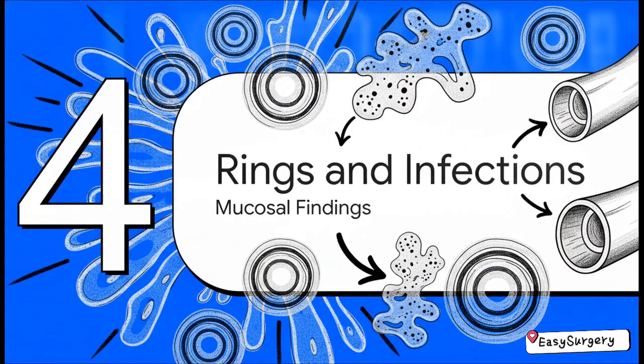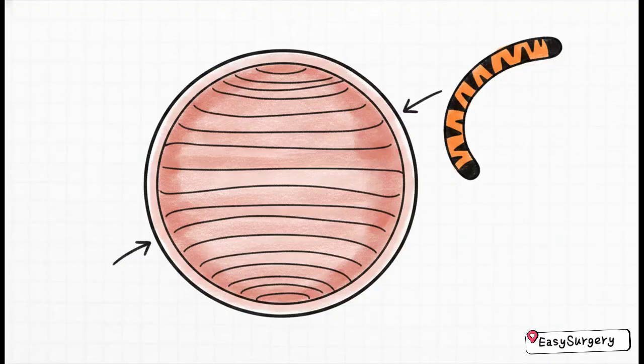Shifting gears to Section 4, rings and infections, specifically what we see on mucosal imaging. This whole section is about matching a visual cue to a specific pathology. Check this out. When a barium swallow shows this corrugated, stacked-up appearance of horizontal lines, you're looking at a feline esophagus. It literally looks like tiger stripes.